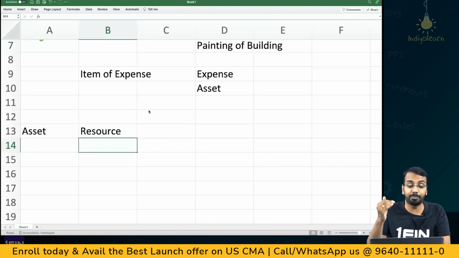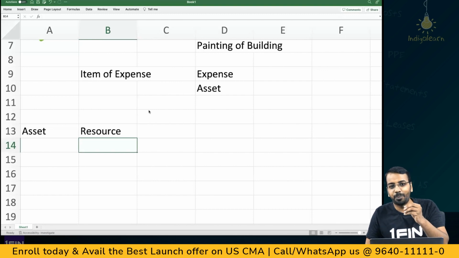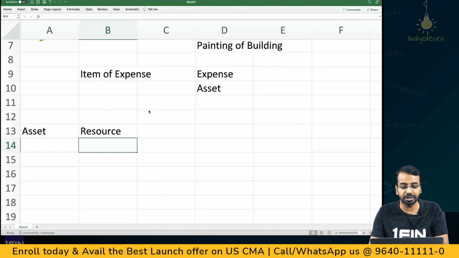Now, if you look at the painting part, it is not giving us direct benefit. It is giving us indirect benefit, because if the painting of a building is not proper, you may have water seepage issues. Customers may not like to visit your store. So it is not only direct benefit, it is also a kind of indirect benefit that we consider, right?